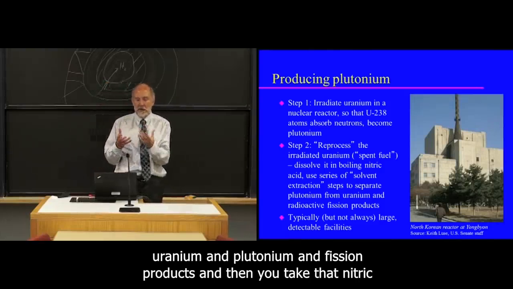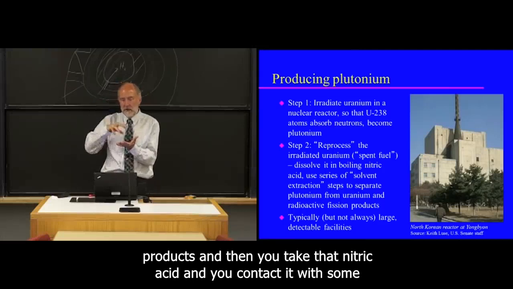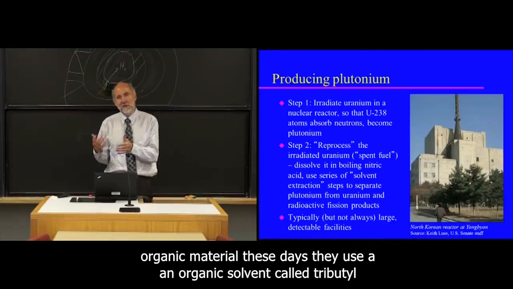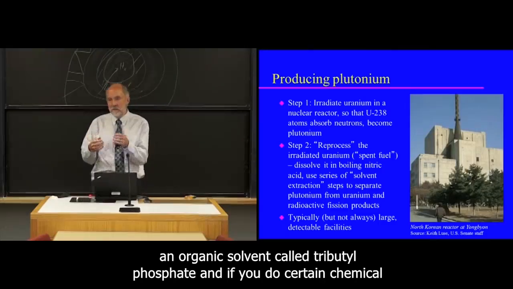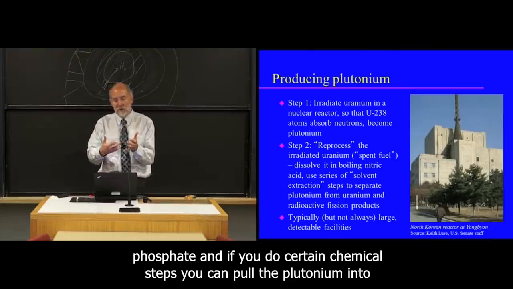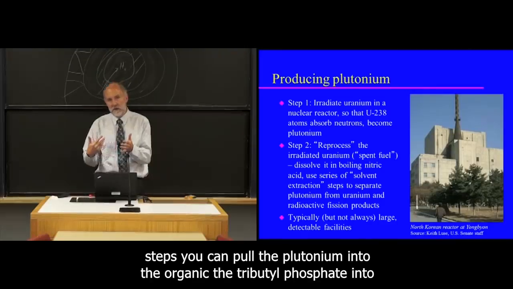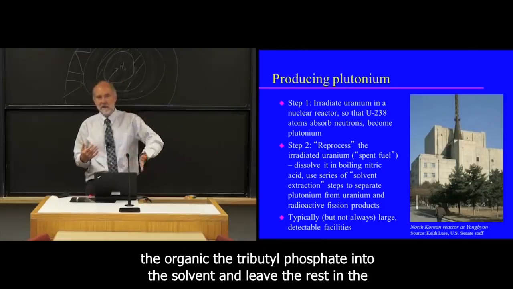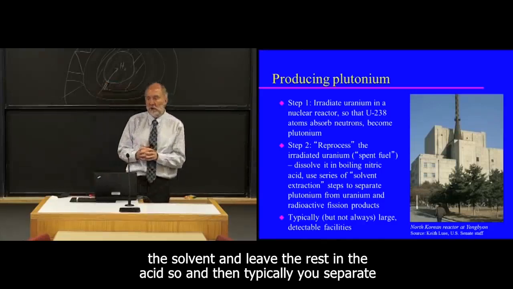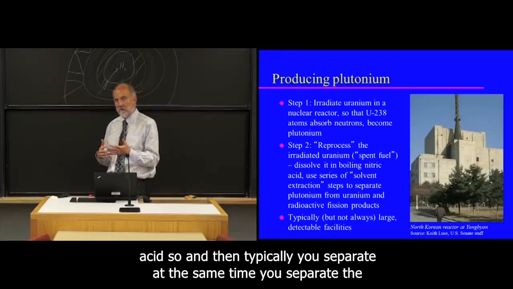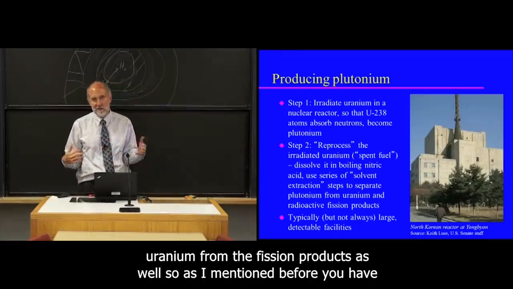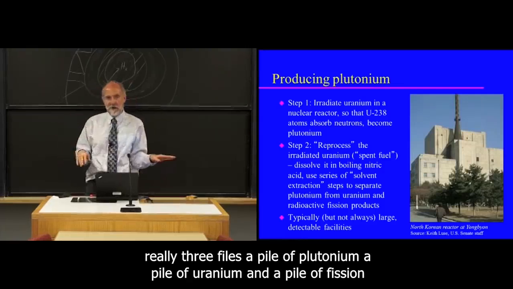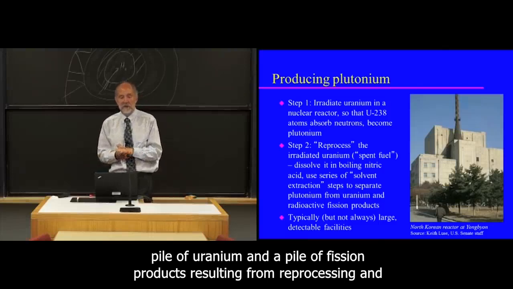And then you take that nitric acid and you contact it with some organic material. These days they use an organic solvent called tributyl phosphate. And if you do certain chemical steps, you can pull the plutonium into the tributyl phosphate, into the solvent, and leave the rest in the acid. And then typically, at the same time, you separate the uranium from the fission products as well. So as I mentioned before, you have really three piles: a pile of plutonium, a pile of uranium, and a pile of fission products resulting from the reprocessing.